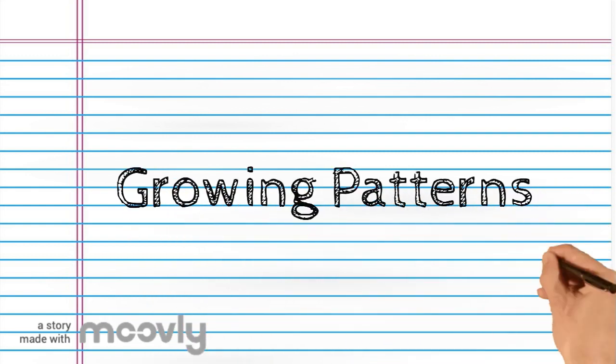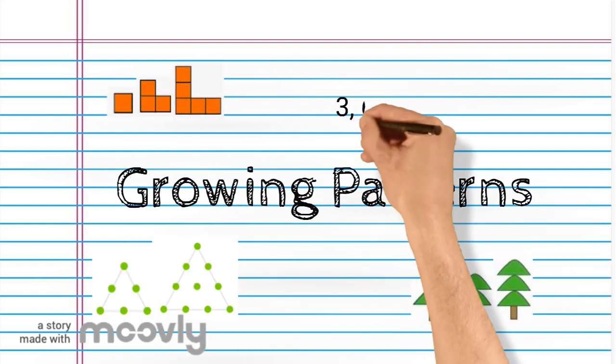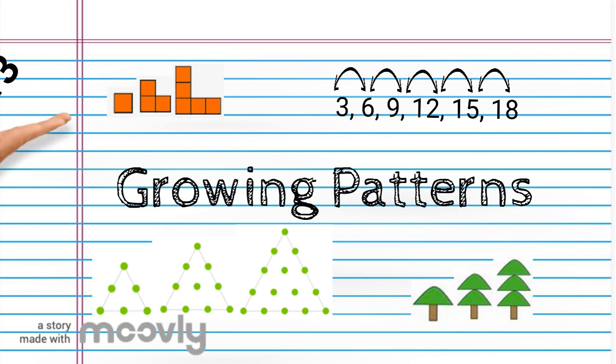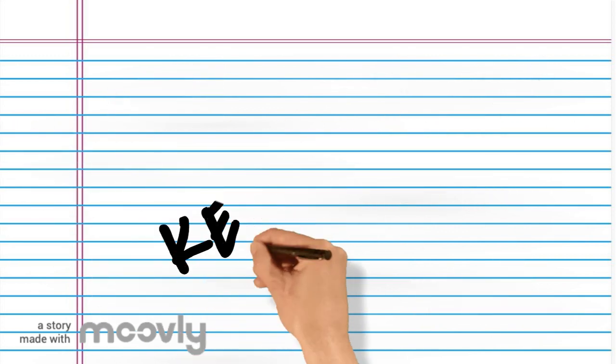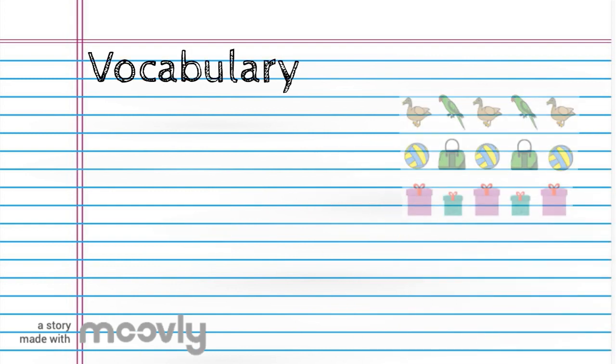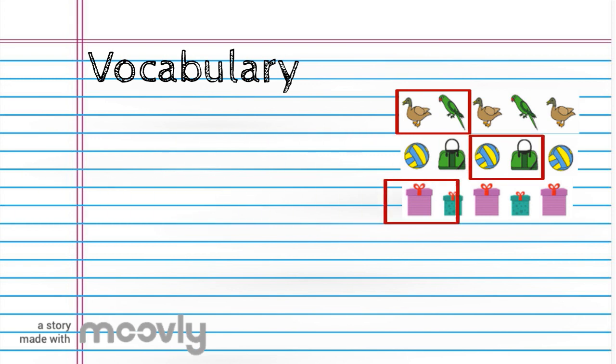Today we are learning about growing patterns. We will learn to extend these patterns to create sequences with rules to match. Before we dive in, it's important that we understand the meaning of a few words we'll be using throughout the video. In repeating patterns, the element that repeats itself over and over again is called the core.